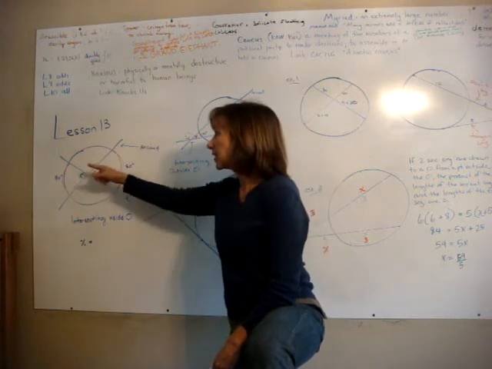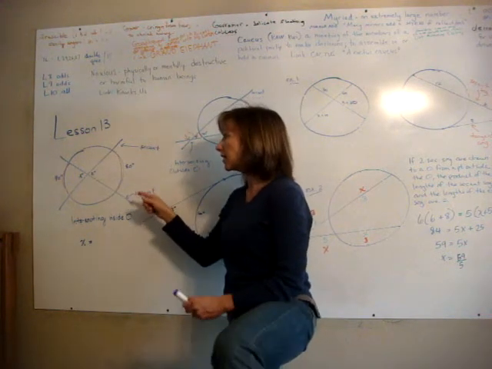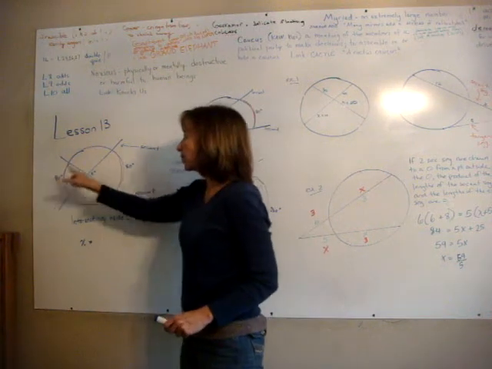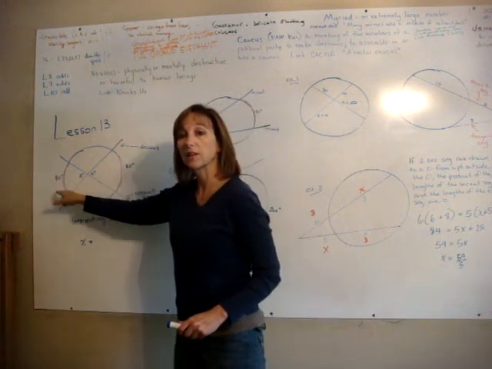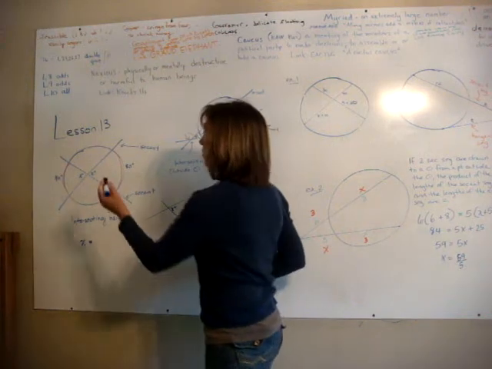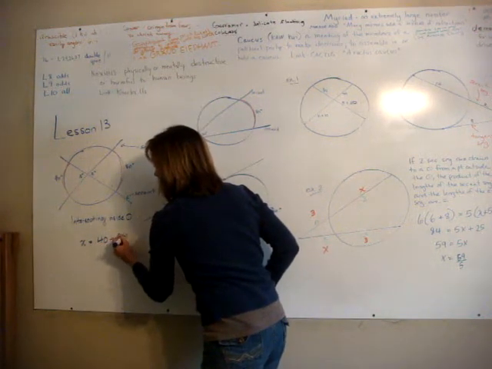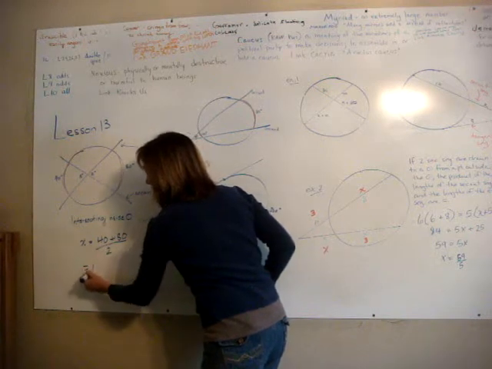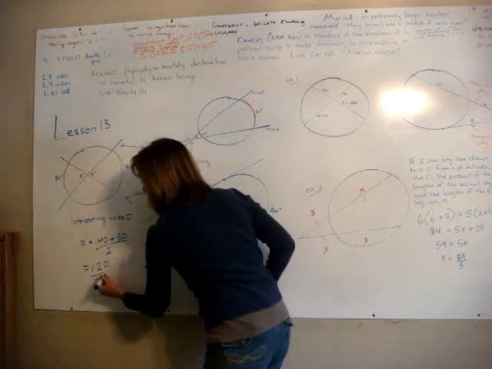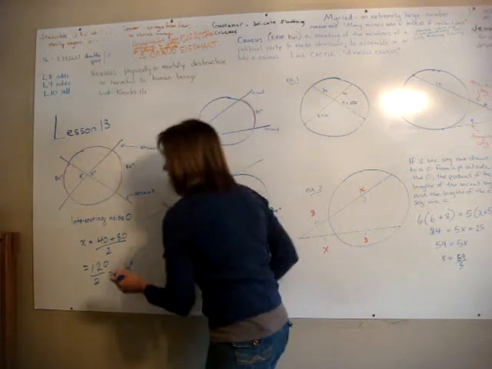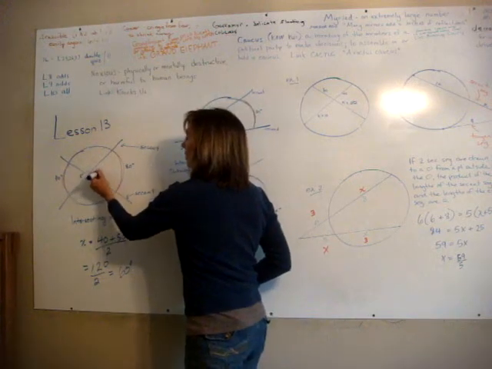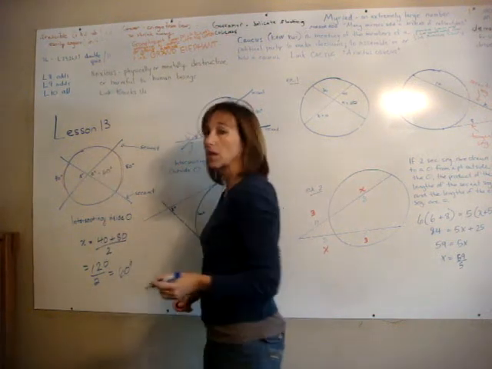If two secants intersect inside the circle, you add their intercepted arcs together and divide by 2. So we have 40 and 80, and we divide that by 2. We get 120 divided by 2, so we get 60 degrees. So this angle right here is equal to 60 degrees.